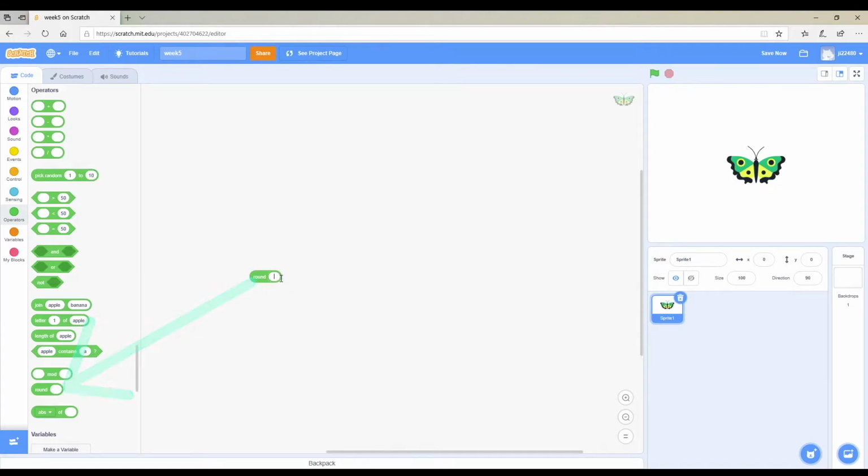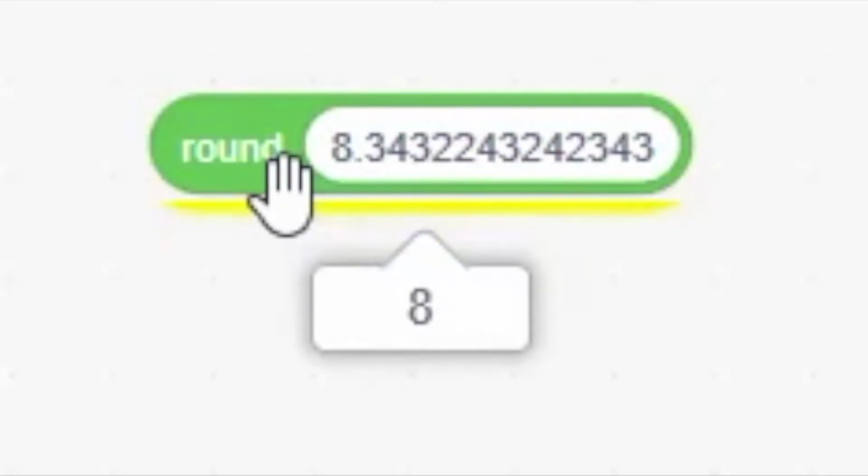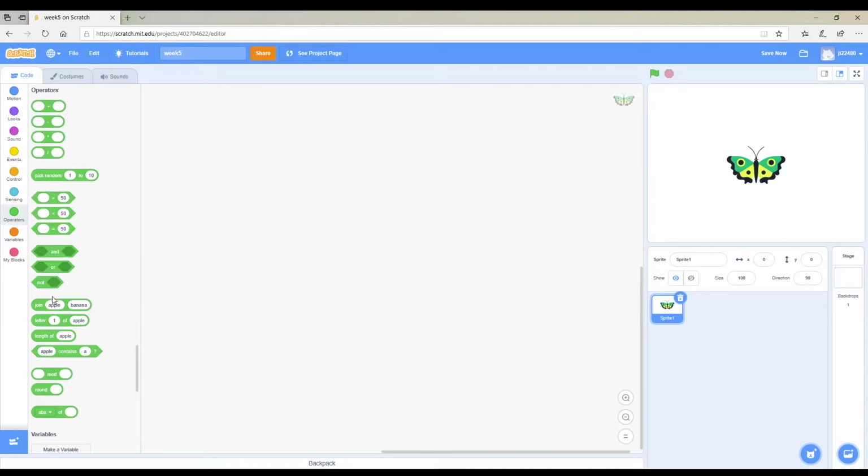Round. This is if you have a decimal. This just rounds it to the nearest whole number, so if it's 8.3 whatever, then it would just round to 8. Or if it's 9.7 something, then that would round up to 10. Rounding.